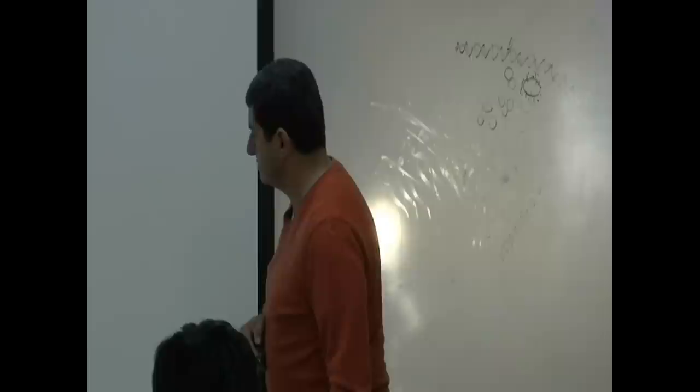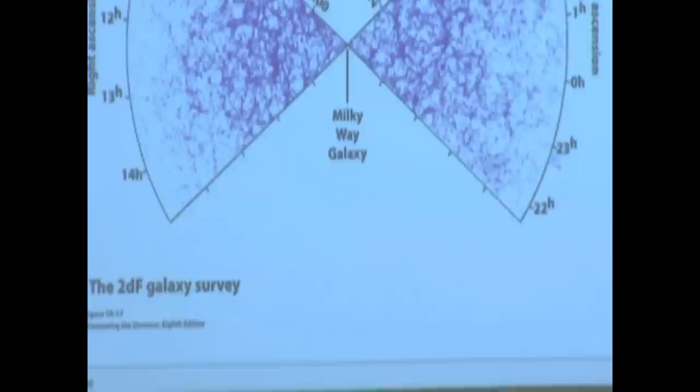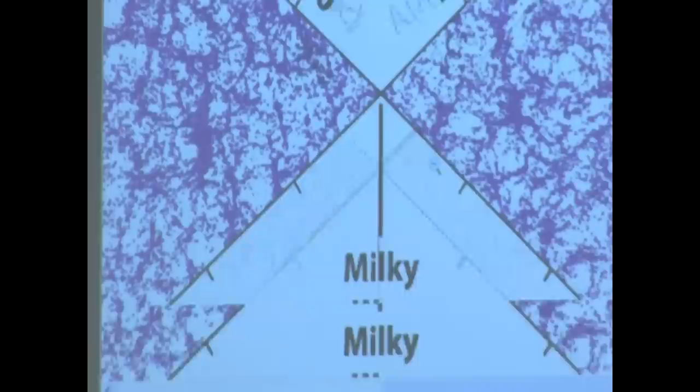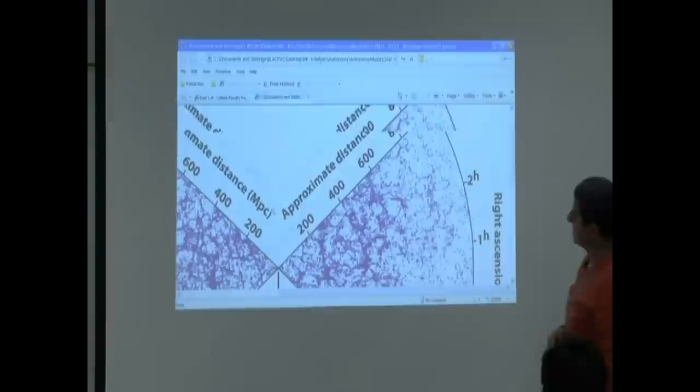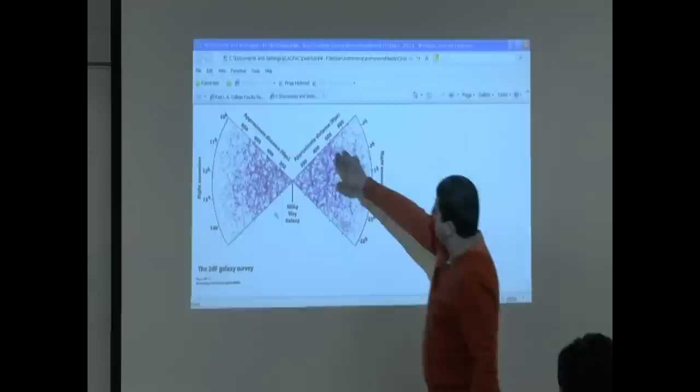It's a different version of the picture that I just showed you. You see, 2DF Galaxy Survey. That's the name of it. So you can see here, this is our Milky Way. And then you're talking about, you see, going out, I mean, this is really going deep into space, okay? And this shows you a scale, approximate distance. Let's minimize it. Approximate distance, this is 200 million parsecs, megaparsec.